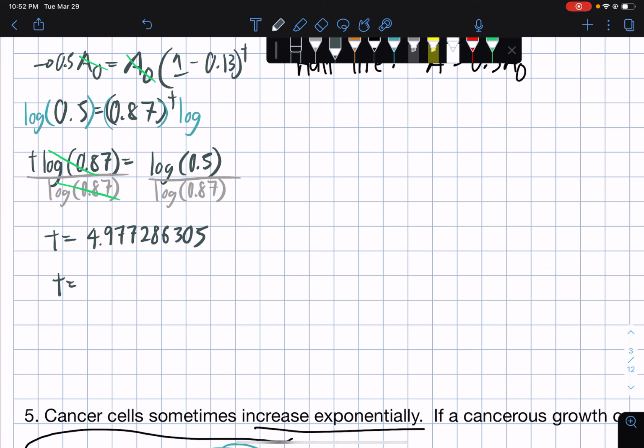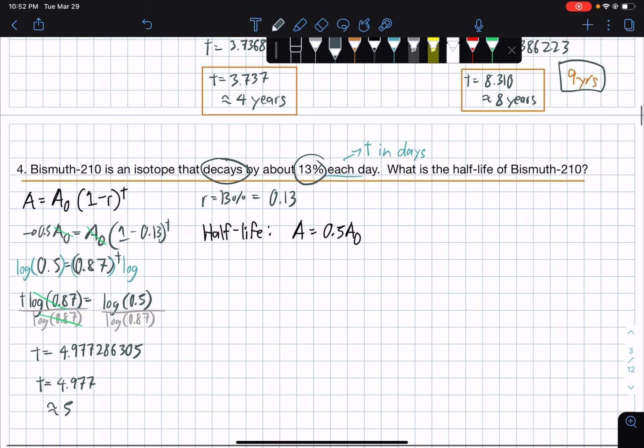Let's round off. We have 4.977, or approximately 5. 5 what? What is our t? T in days. So we have approximately 5 days as its half-life.